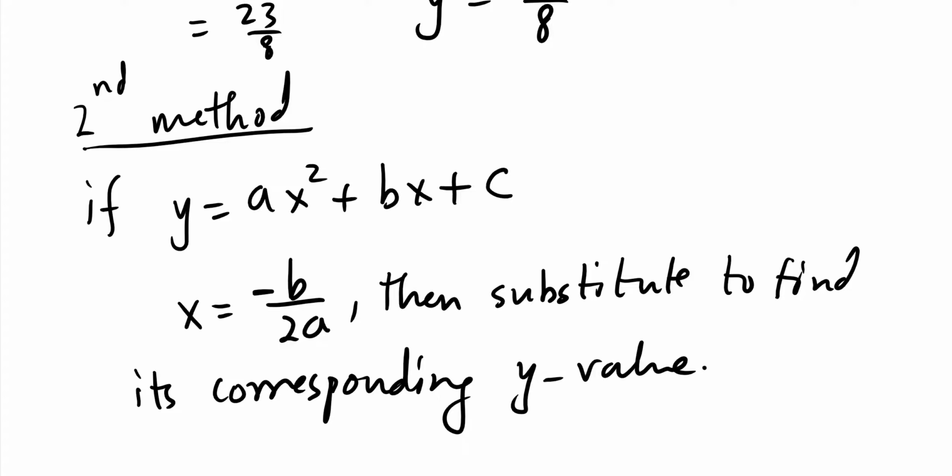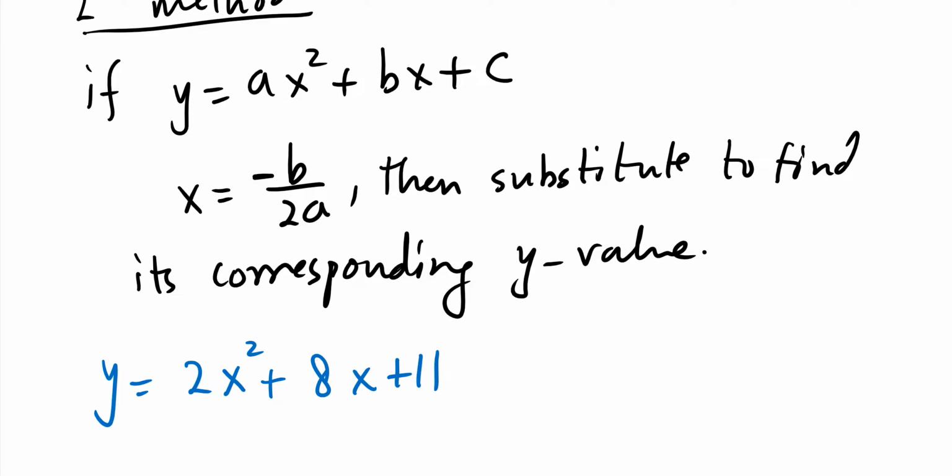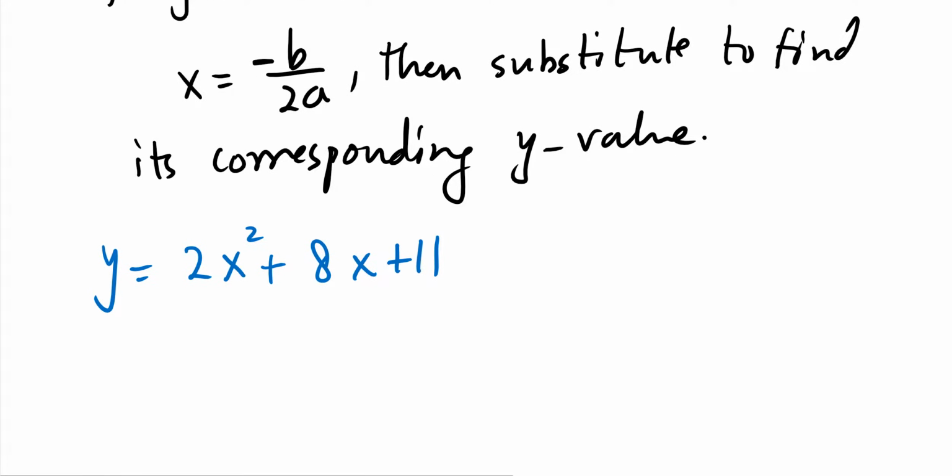Okay, corresponding y value. So the next thing to do is, after we get the vertex and we have a, we can find everything we need. So if we apply this to the example that we started with today, the 2x squared plus 8x plus 11, we don't have to do completing the squares. You can go straight forward. This is A, this is B, this is C.